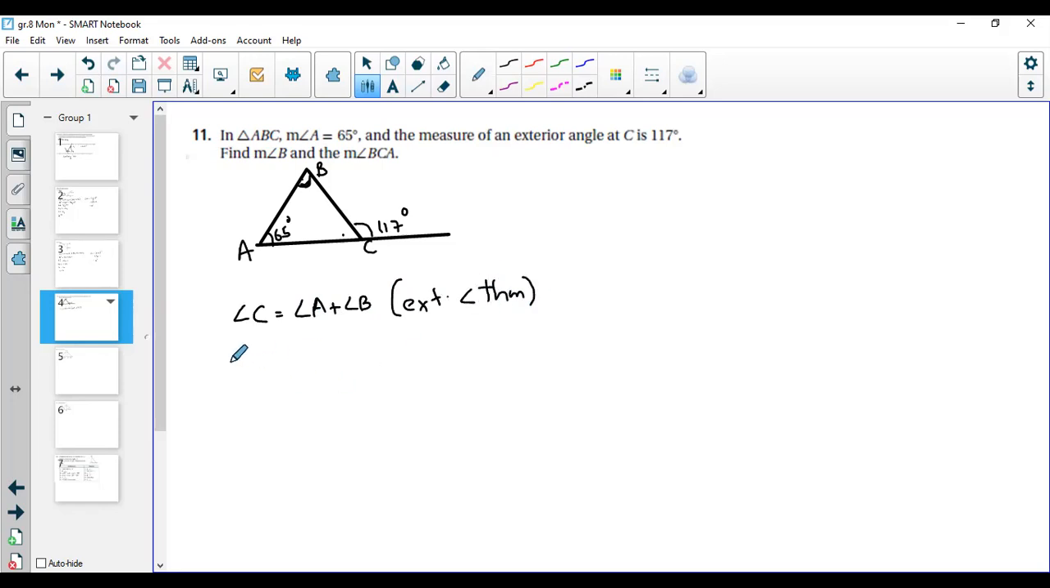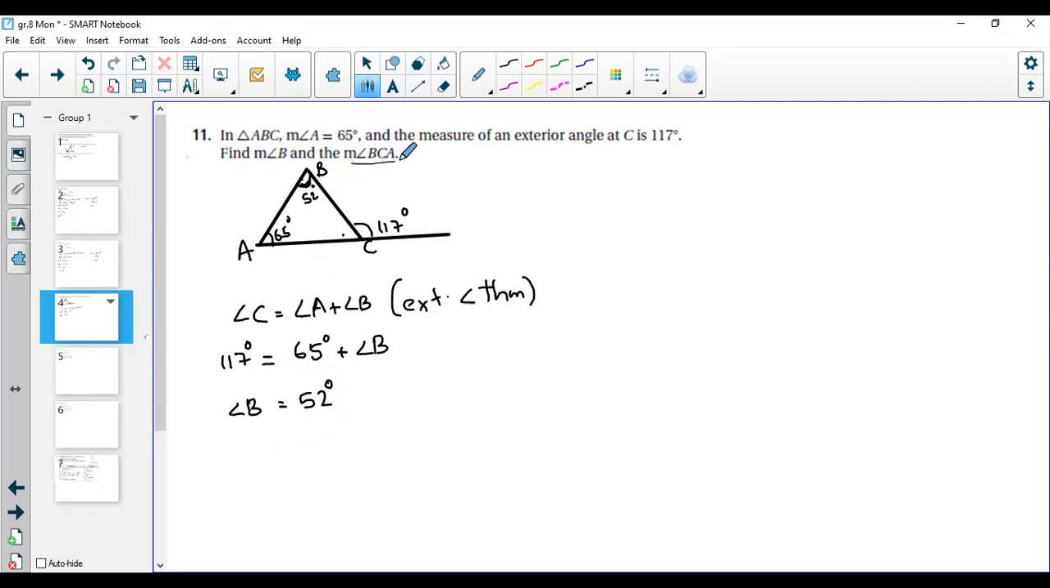Okay, now angle C is 117 degrees and angle A is 65 degrees. We are now finding angle B. So 117 minus 65 is going to give you 52 degrees. So angle B we found is 52 degrees. As soon as you find a number, write it down in the triangle. Then we found angle B.